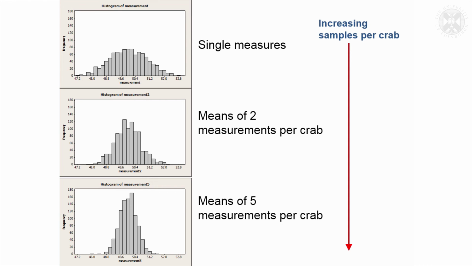So these histograms are all on the same scale. In the first one, they're just measured on one occasion. The second one, they were measured on two occasions and the average was taken, and you can see that the distribution, the variability, is a bit less. And then in the third one, there were 5 measurements taken on each of the same crabs, and the average was taken, and the distribution, the spread, is even less.